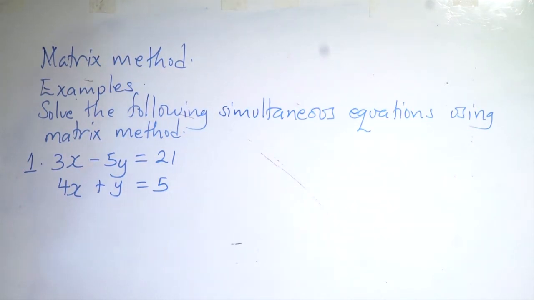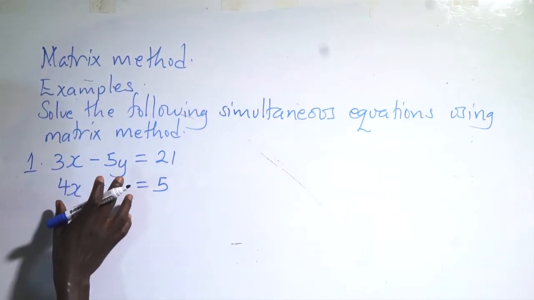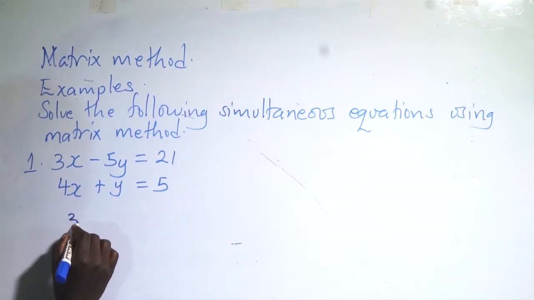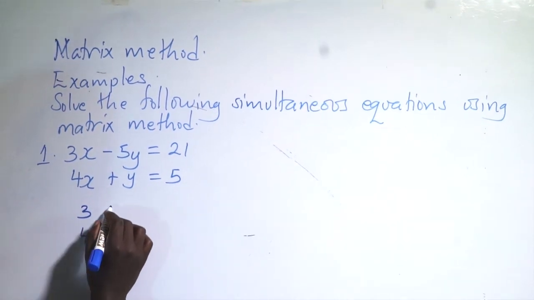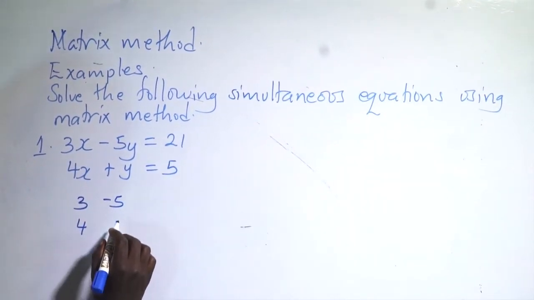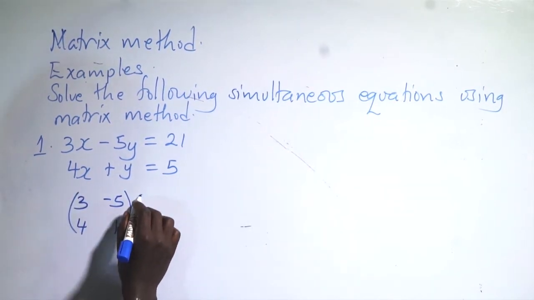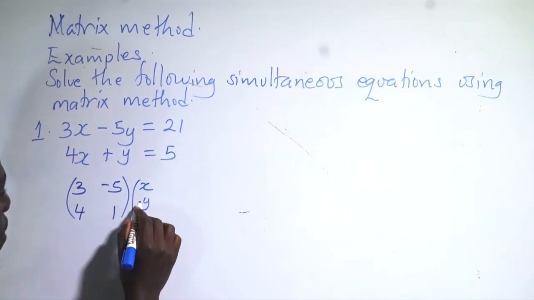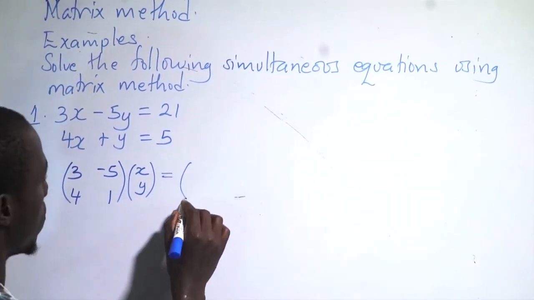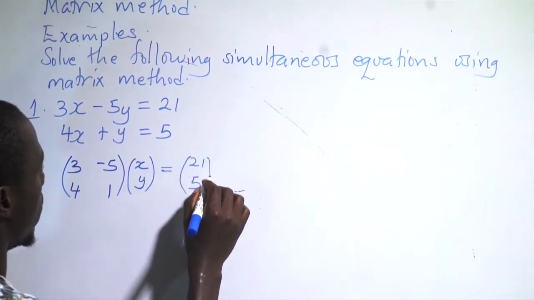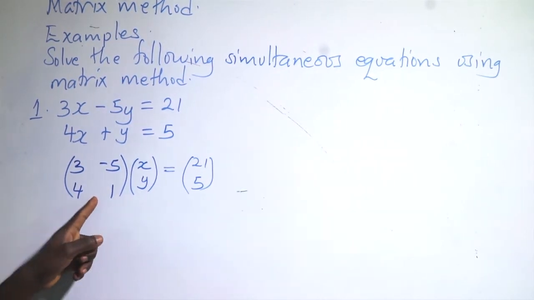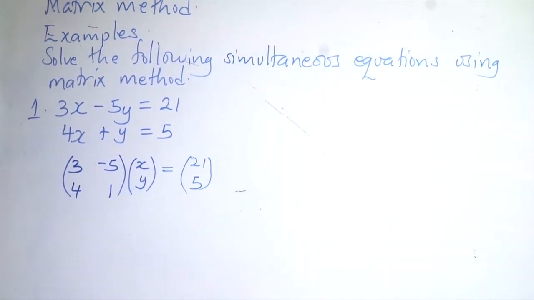Now, we are going to extract the coefficients of the unknowns, the way they are, then we form a matrix. That is the 3, it is positive, 4 is positive, 5 is negative, then the coefficient of y there is a 1, times the first unknown here is x, the second one there is y, is equivalent to 21, 5. So we have formed matrices from those simultaneous equations.